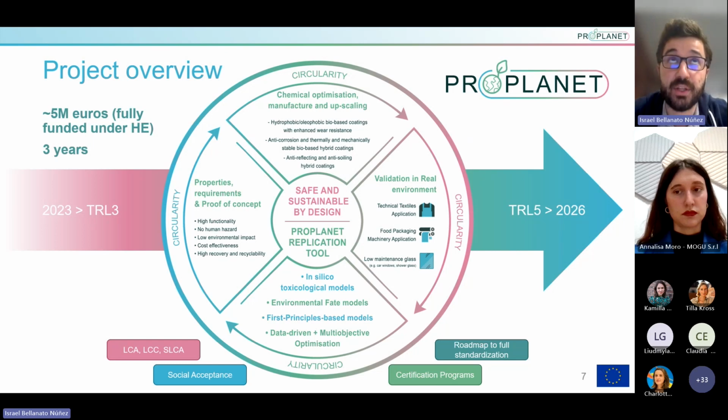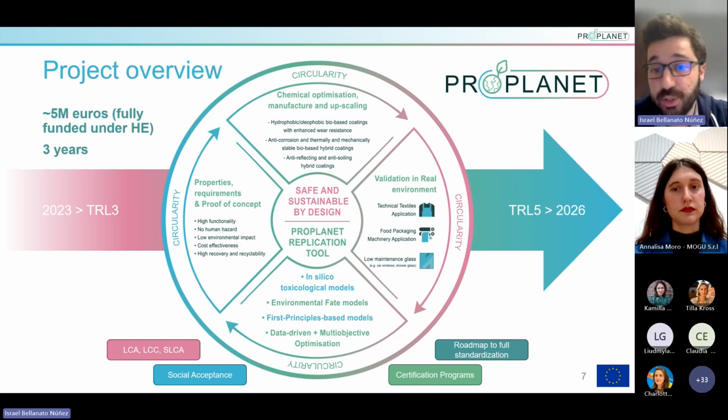We started at the end of this year, 2023, at TRL 3, and we're expected to reach TRL 5 by 2026. And so the main idea of PROPLANET, as you can see in the graph, is the circularity by design and make everything safe and sustainable by design. Okay, so the idea is that we first define the properties, requirements, and the proof of concept for the project, taking into account what we want. So we want high functionality, we want no human hazard, low environmental impact, cost effectiveness, high recovery, and recyclability. Then we go on to perform chemical optimization, manufacture the coatings, and upscale them.